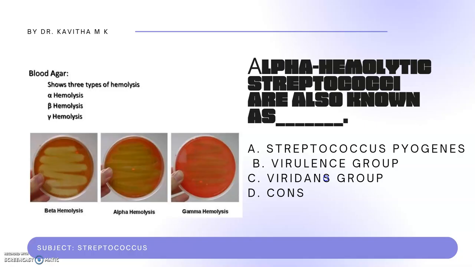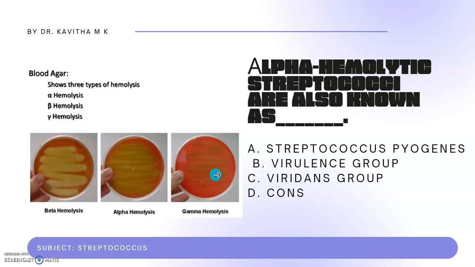Next question is, alpha hemolytic streptococci are also known as what? Streptococcus pyogenes, virulence group, viridans group or cones. So first you have to know what is alpha hemolytic. In blood agar, the colonies of bacteria can show three types of hemolysis, that is alpha hemolysis, beta hemolysis or gamma hemolysis. Alpha hemolysis is a partial discoloration which gives a greenish coloration, whereas beta hemolysis is a clear transparent zone surrounding the colonies, and gamma hemolysis is non-hemolytic.